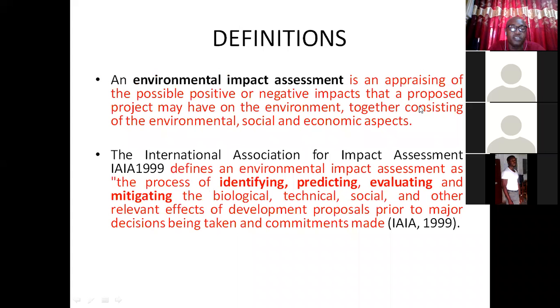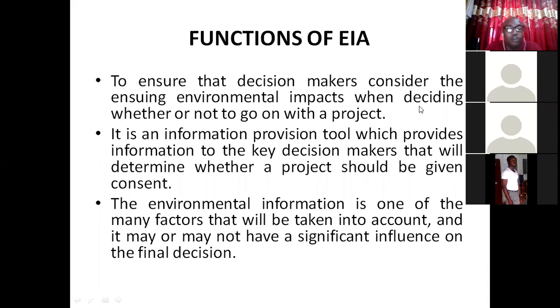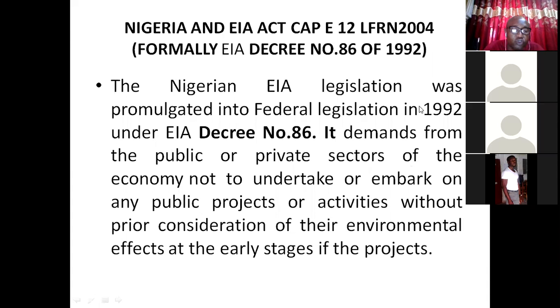By definition, environmental impact assessment, according to the International Association for Impact Assessment, is the process of identifying, predicting, evaluating, and mitigating the biological, technical, social, and other relevant effects of a developmental proposal prior to a major decision being taken. That means an EIA must be carried out before the project commences. Don't start the project first and then say you are doing an EIA; it is meant to help decision makers make decisions towards it.